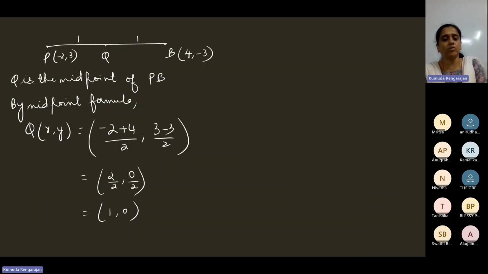So here we have taken only the line segment PB, not AB, where Q is the midpoint of PB, because PQ is one part, QB is one part. So you can find the coordinates of Q using the midpoint formula, x1 plus x2 by 2, y1 plus y2 by 2.